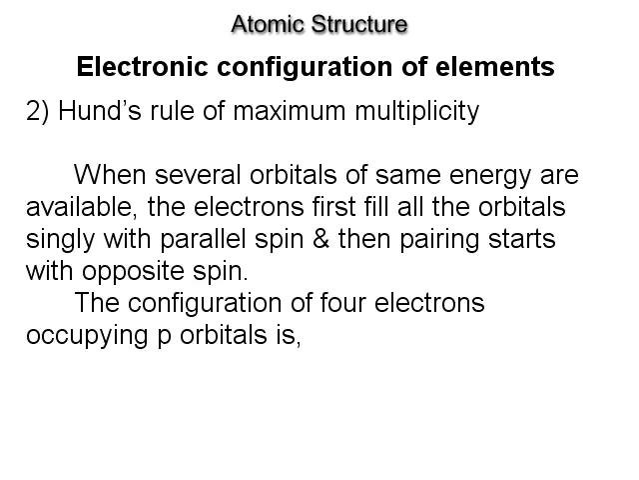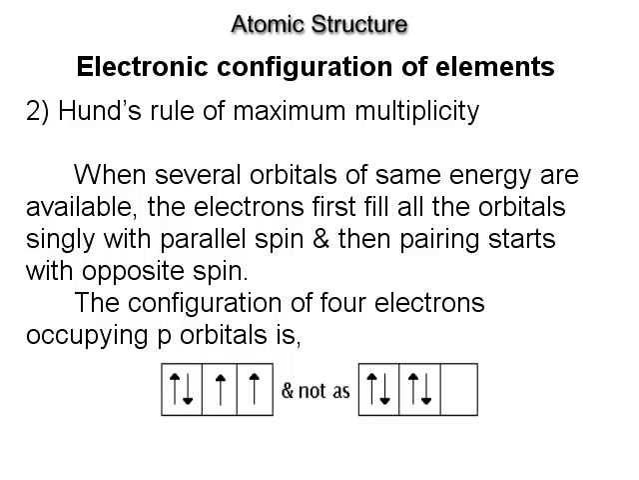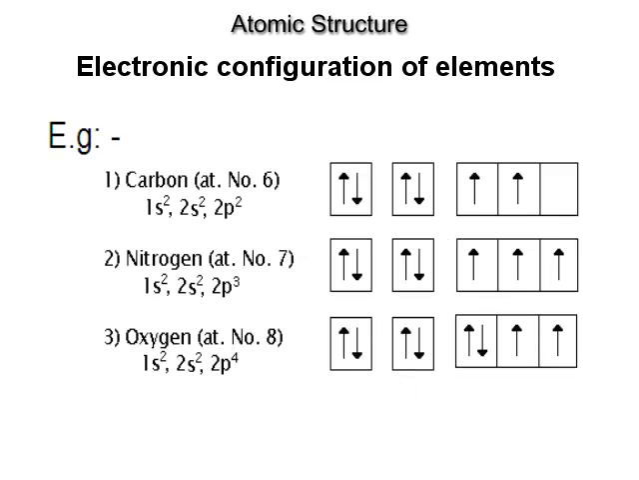Hund's rule of maximum multiplicity. When several orbitals of the same energy are available, the electron first fills all the orbitals singly with parallel spin and then pairing starts with the opposite spin. The configuration of 4 electrons occupying the p orbital is as shown below. For example, carbon, atomic number 6: 1s2, 2s2, 2p2. Nitrogen, atomic number 7: 1s2, 2s2, 2p3. Oxygen, atomic number 8: 1s2, 2s2, 2p4.